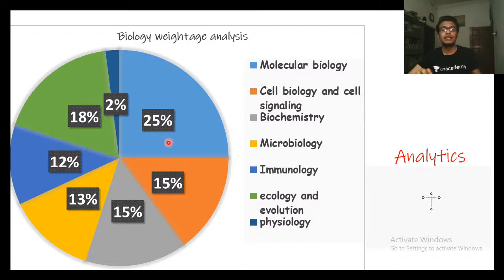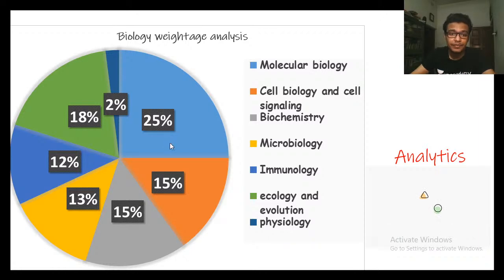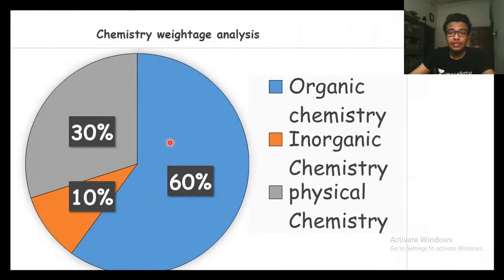So these were a very big chunk of their syllabus. But also they ask questions reliably from immunology and physiology, and those questions are relatively easy, so it would be easier for you to answer those parts, right? From physics, they ask quite a lot of questions from mechanics, waves and optics and everything, okay, and current electricity, of course. And for chemistry, organic chemistry was the chunk.